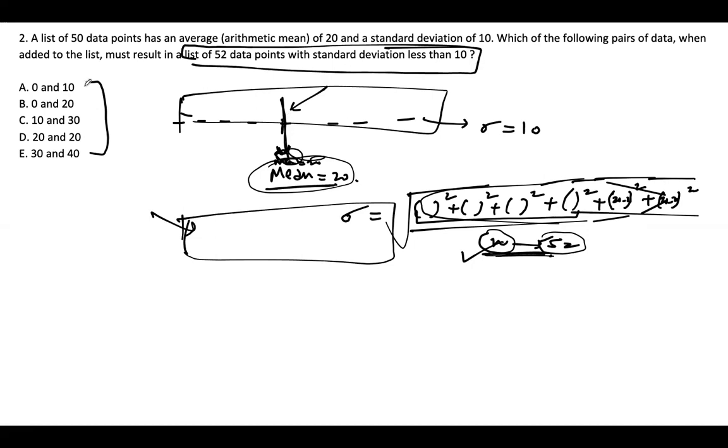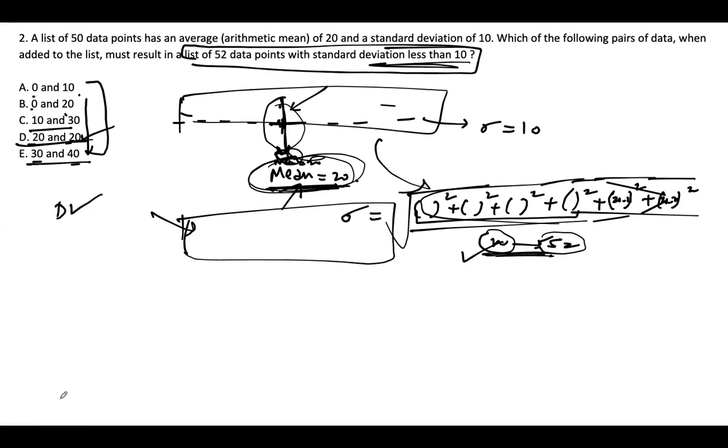So rather than looking at every option, you need to check those options that are near the mean. Mean is 20. I'm not saying mean is here. You need to check for those answer choices that are really close to the mean. If you're looking at 30 and 40, they're away from the mean. 10 and 30, away from the mean. 0 and 20, again away from the mean. 0 and 10, again away from the mean. So in this case, you definitely have a standard deviation less than 10. That's right. So option D.